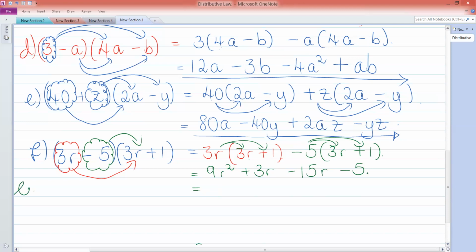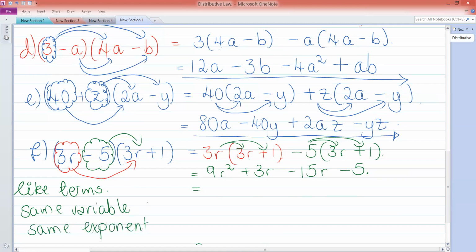Okay, so now let's try to recall, what are like terms actually? Like terms have the same variable, as well as the same exponent. So it must have the same exponent, not only the same variable. So which ones have the same variable and same exponent? I see 3r and 15r. Perfect. So 3r, 15r. Those are the only like terms there.